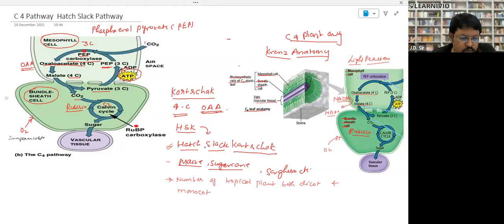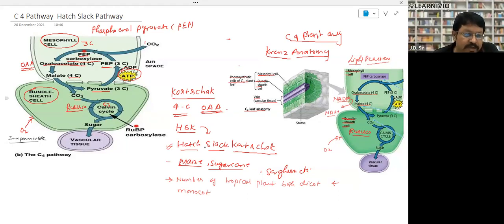Impermeable to oxygen, right? They are impermeable to oxygen. And here, the malate will break down into carbon dioxide and pyruvate, right? Look, pyruvate will again come back. Pyruvate is a 3-carbon compound. It will come back. It will spend the ATP. ADP will be converted.